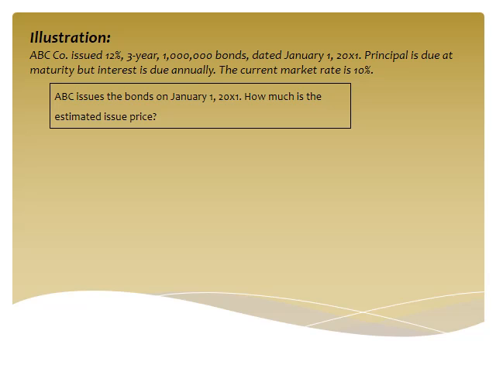Illustration tayo. Mag-compute tayo ngayon ng estimated issue price. ABC Company issued 12% 3-year 1 million bonds dated January 1, 2001. Principal is due at maturity but interest is due annually. The current market rate is 10%.